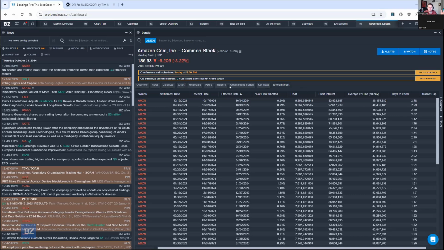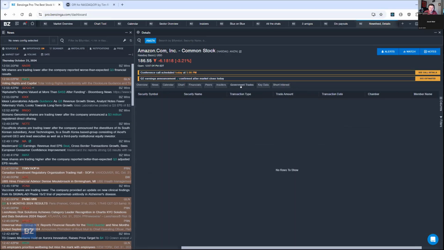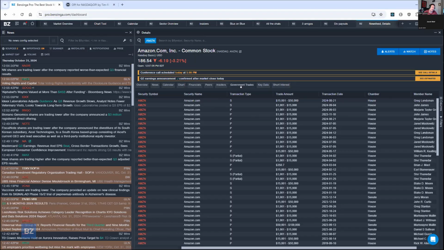Also, one of the things that we've seen is that people in the government seem to win a lot on their trades. So maybe you want to know who in the government owns this stock. Well, there's a tab for that too. Go ahead and click on government trades.